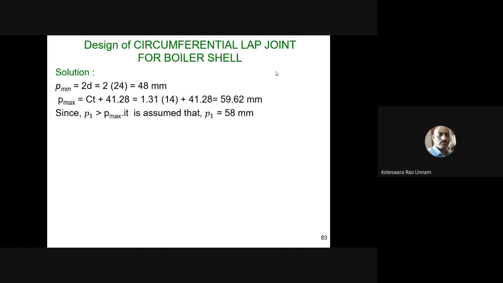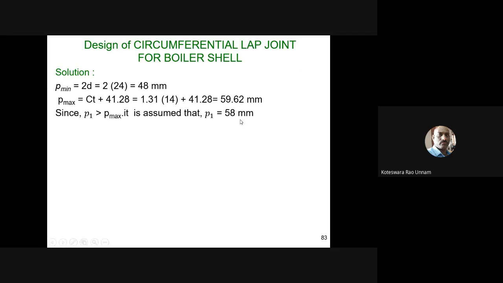You can take any value. No need to think why I have to take 58, why not 59? You can take 59 also, no issue. You can take any value which is close to this 59.62. You can take 59.62 also as the pitch value, no problem. But generally, we won't take fraction values, so that's why I took a rounded value here. Once I got this pitch value, that means we have readjusted it. Earlier, using the efficiency of the joint, we got 64, but we adjusted this into 58.